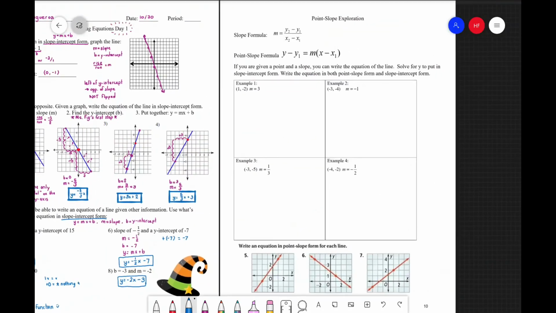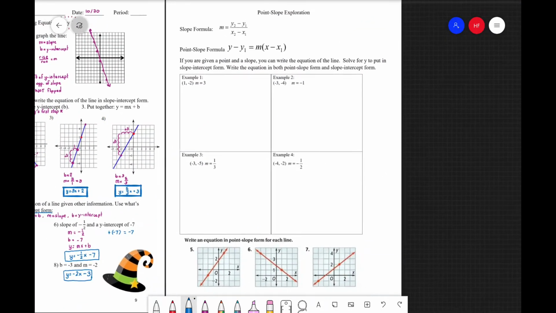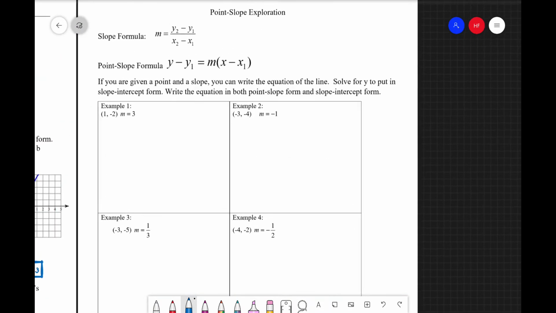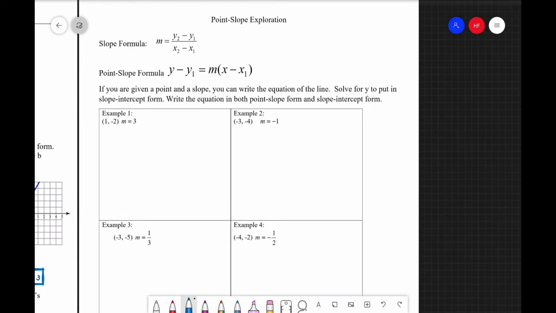Let's move on to the second page, and this is point slope exploration. So we have our slope formula, which is y2 minus y1 over x2 minus x1. And then we have the point slope formula, y minus y1 equals m times x minus x1. I love point slope.